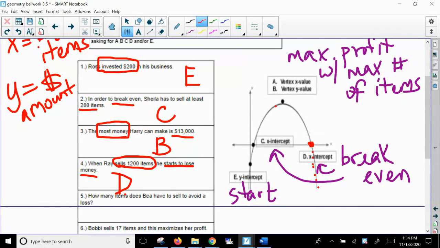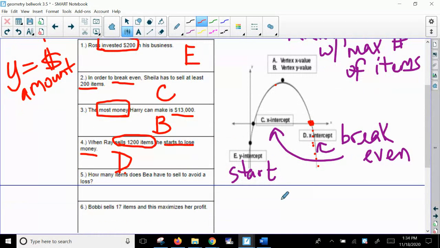Number 5, how many items does B have to sell to avoid a loss? Now this one right here, it just depends. It could be D or C to avoid a loss. So if all that person sells is this many items, they didn't make any money, but they didn't lose any money either. If they keep selling more, they made money, and then they keep selling more, they're going to spend the money that they made, but at least they won't lose any money. So either of these intercepts is okay for number 5, okay?